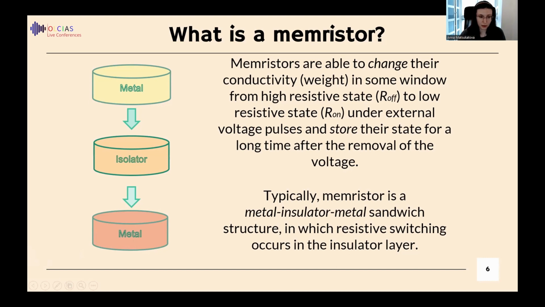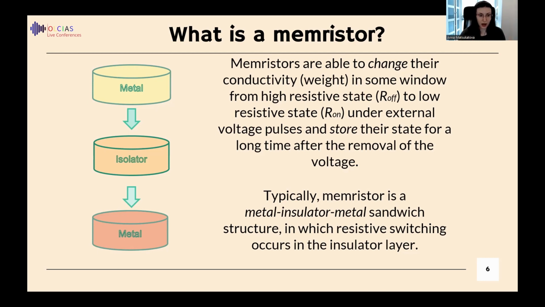So this sandwich structure actually has a lot of interesting characteristics, and it shows a lot of interesting things that a synapse also does. What does it do? Well, memristors are able to change their conductivity in some window, from high conductivity to low conductivity, under voltage pulses, and store this state for a long time after the removal of the voltage.